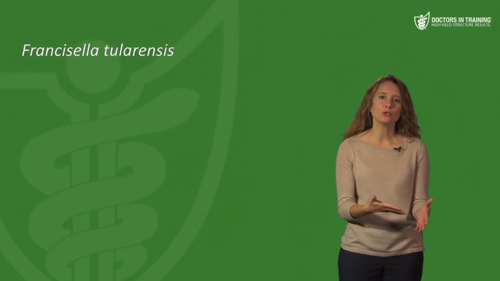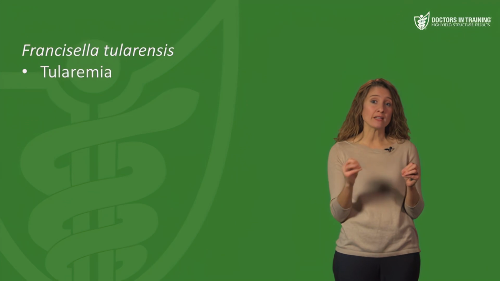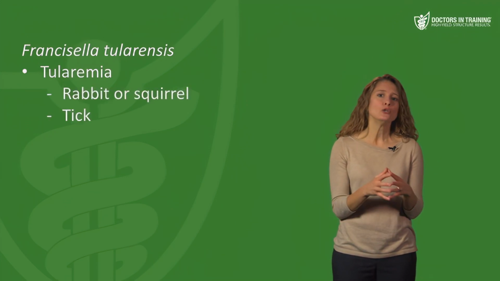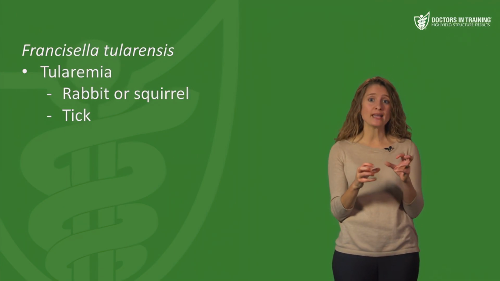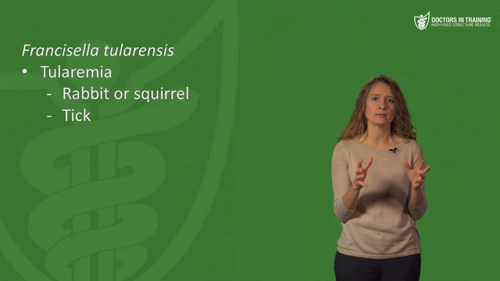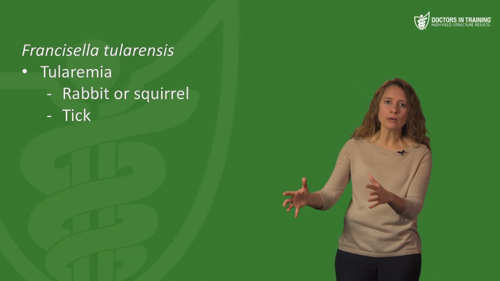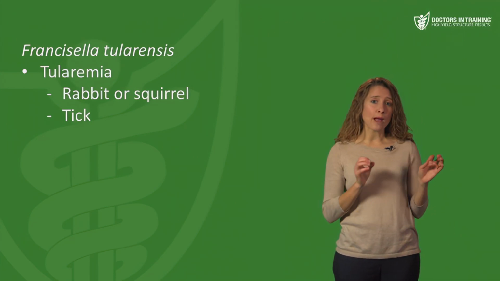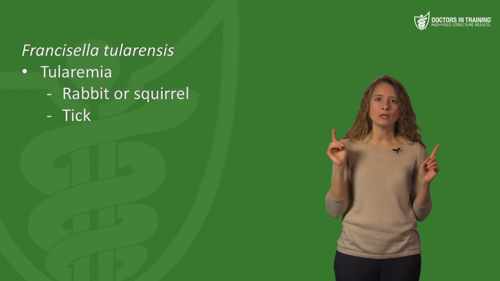Now, Francisella tularensis. This one causes tularemia. It can be transmitted directly from an infected animal, often a rabbit or a squirrel, or through a tick vector. Tularemia can present in a variety of ways, but the test question usually has a rabbit as the infected animal. Someone has found a dead rabbit, or they're hunting and skinning rabbits, something like that. One way that you can try to remember that rabbit tularemia association is by imagining a rabbit eating a tulip.